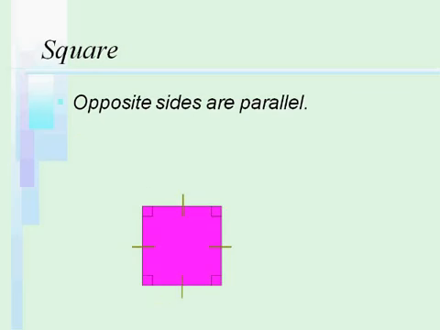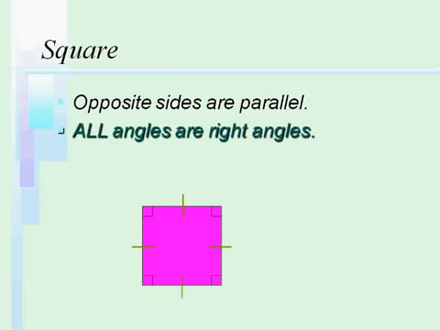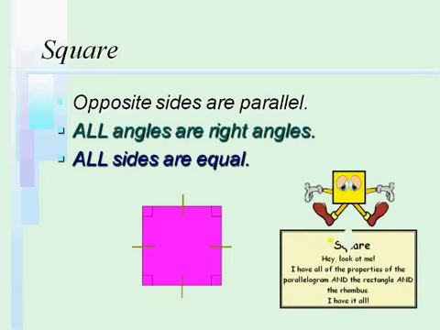Square has, again, opposite sides are parallel, all angles are right angles, and all sides are equal. So that means that not only does it have all the same properties or features of a parallelogram, it also has all the same properties of the rectangle and the rhombus. So that means square can also be called a rhombus, a rectangle, or parallelogram.